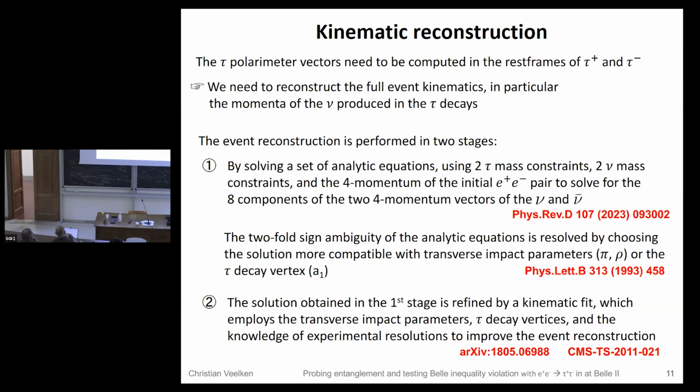and also the experimental resolutions, because we hope in case the 4 vectors and the transverse impact parameters, the decay vertex, prefer slightly different kinematic configurations, that giving the fit the resolutions as an input allows it to choose the best compromise between the two sets to improve the resolution. And we see that this kinematic fit improves the resolution indeed by like 10–20%.